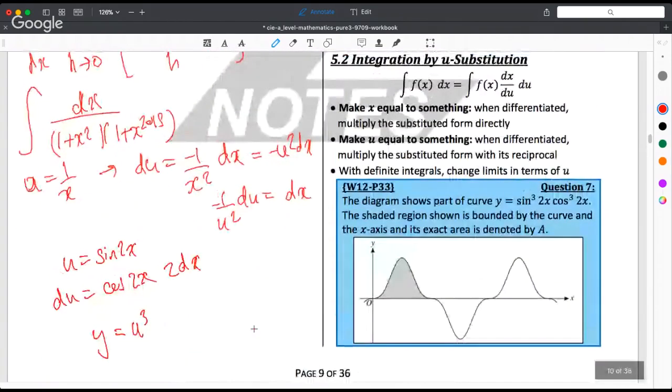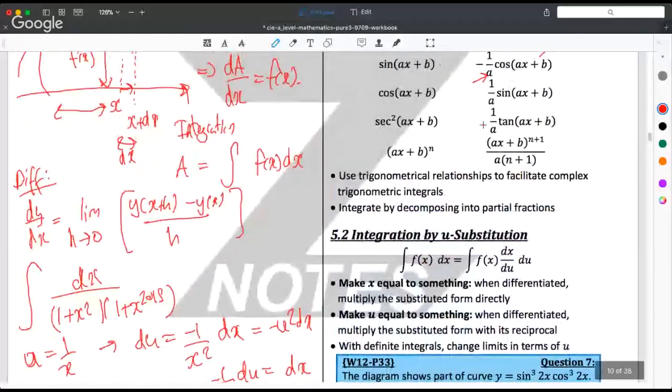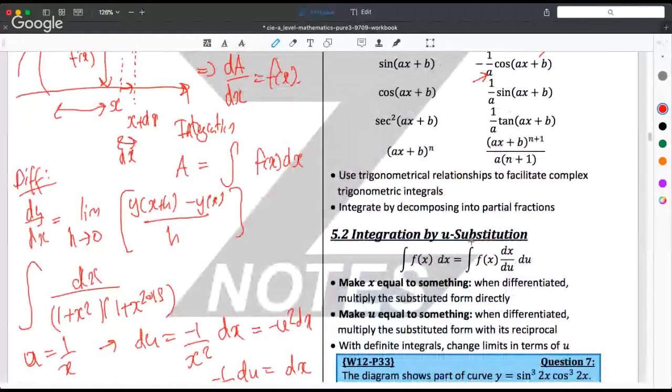Okay, so I think for most of your A-level questions, they're going to give you the substitution to make. Integration is really difficult if you don't know what substitution to make. So when they actually give you things, they make things a lot easier.